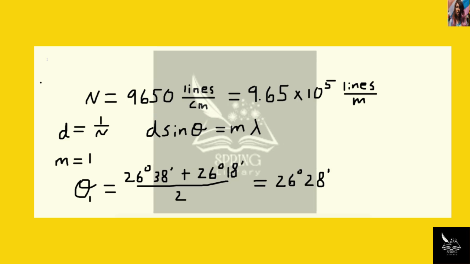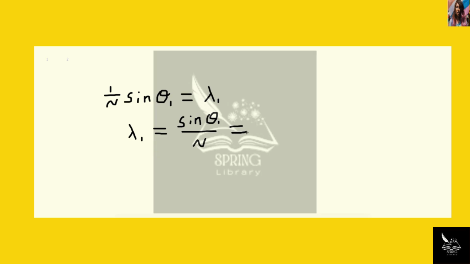So when m is equal to 1, we have d sine theta. But again, we said d was equal to 1 over n. So we have 1 over n times the sine of the angle theta 1 is equal to m lambda, but m here is equal to 1, so we'll just call this lambda sub 1. We can rearrange, and we find that lambda sub 1 is equal to sine theta 1 over n. So we just flip that equation around to put it in the notation that most people are used to, where the thing you're solving for is on the left.